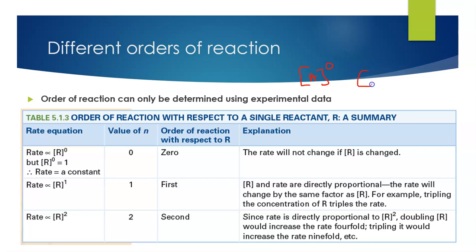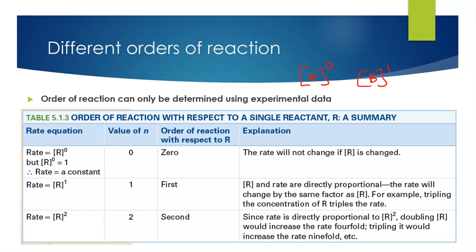If we have the reactant now being raised to the power of 1, this is a first order reaction. This is telling us that the rate is directly proportional to the concentration of this reactant, as we saw with the hydrogen peroxide in the previous example. So if we triple the concentration, we will triple the rate. It's a direct linear relationship. This is a first order reaction.